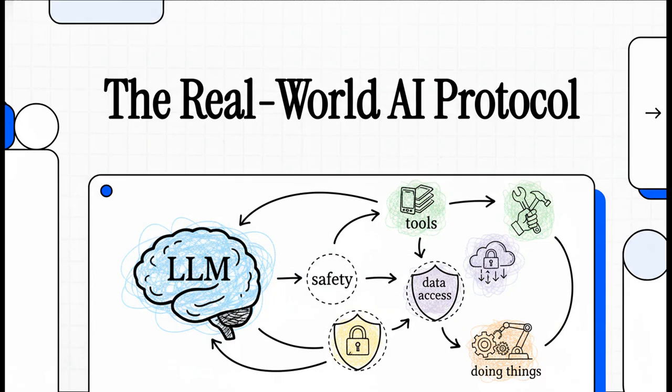Large language models are absolutely incredible, but they have a huge problem. They're basically trapped in a box. They can think, but they can't actually do anything. So the big question is, how do we bust them out of that box? How do we let them safely use tools, grab data, and actually get stuff done in the real world? Well, that's exactly what we're going to break down.